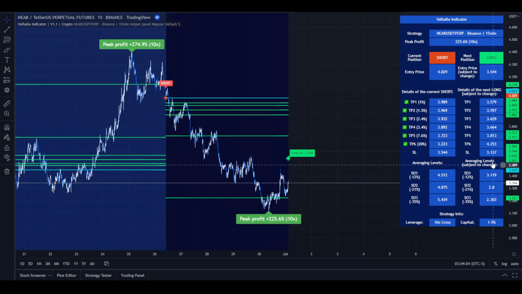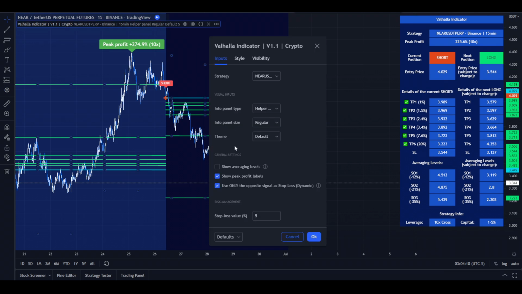Lastly, we have the averaging levels. These are fixed levels, which you can use to average positions. Keep in mind that this carries additional risk. We highly recommend trading level to level instead. And that's pretty much it.